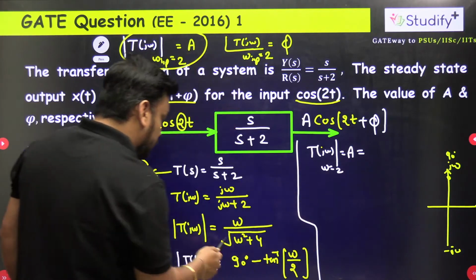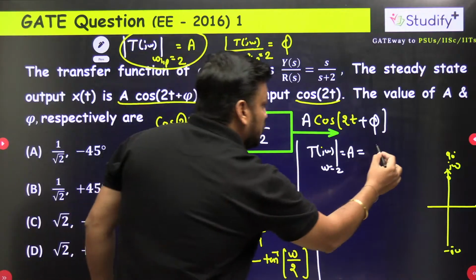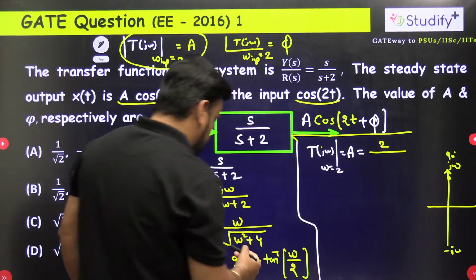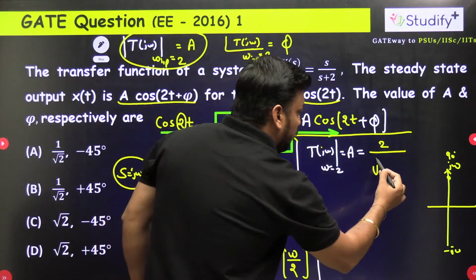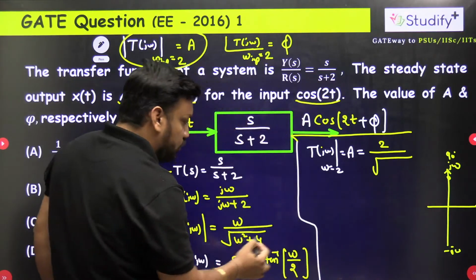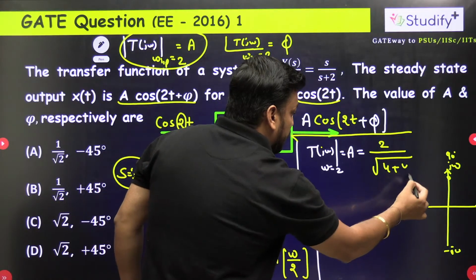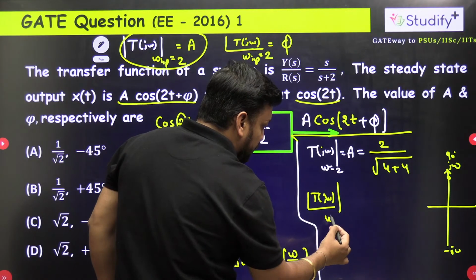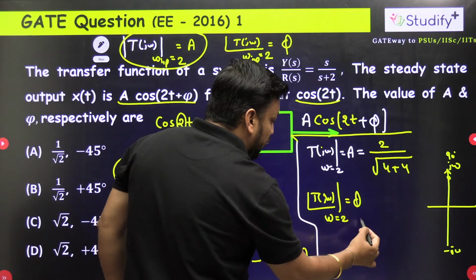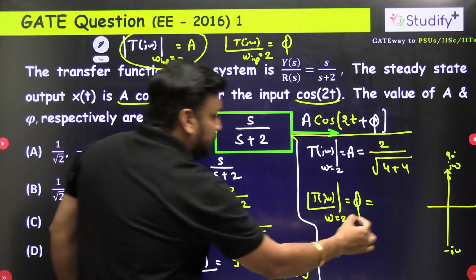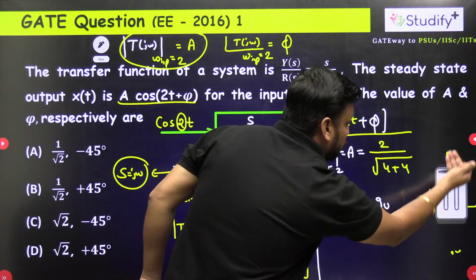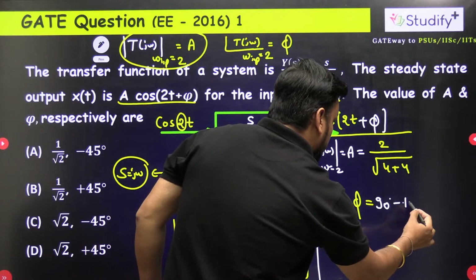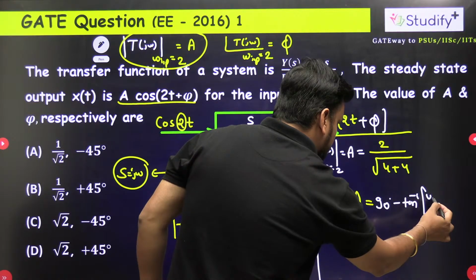What will it be, tell me? Wherever there is omega, put 2. So once you put it, you should get twice upon under root of 2 whole square, 4 plus 4. Yes. And what is the angle? Sir, angle of Tj omega at omega input, that is 2, will give you phi, which is nothing but 90 minus tan inverse omega by 2. 90 minus tan inverse omega by 2.